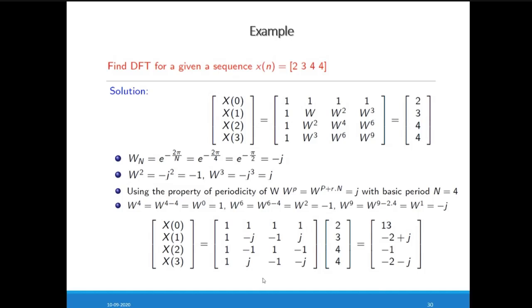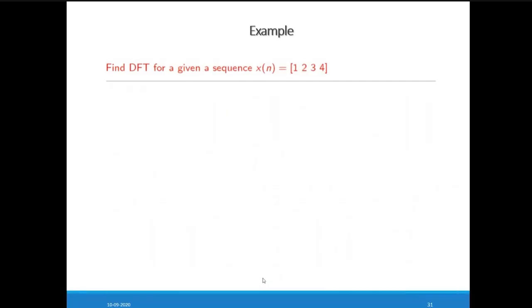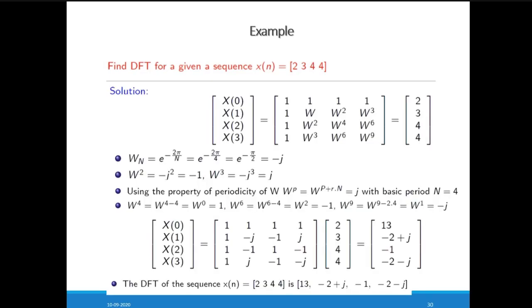So now, as we have covered the first example of DFT using the twiddle factor, and the sequence is 2, 3, 4, 4, now we go for the second example. Just note down the example and try to solve it yourself. The example is: find the DFT for a given sequence x of n equal to 1, 2, 3, 4. You have to use the same procedure.